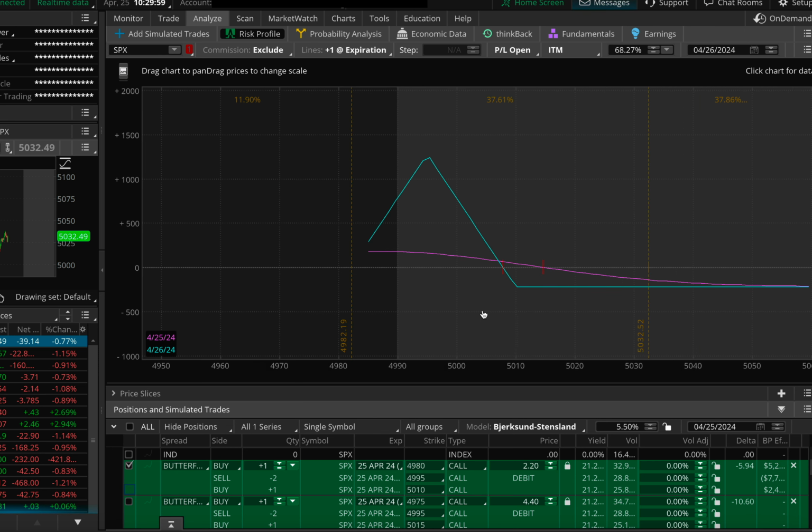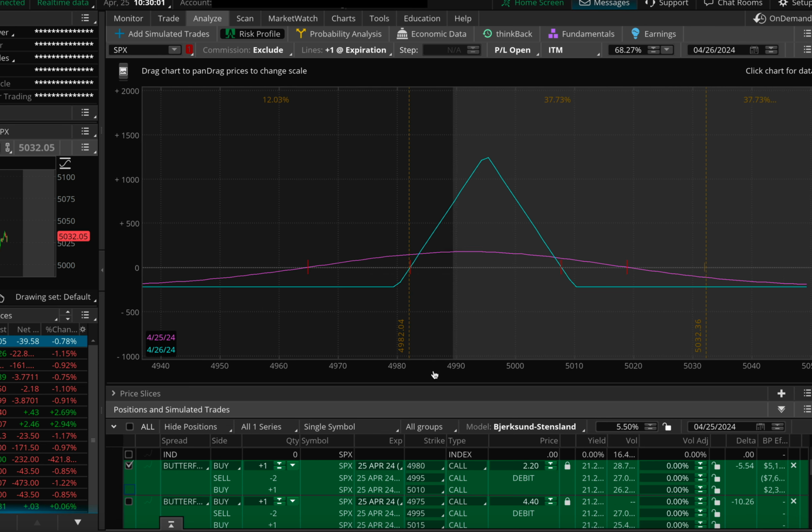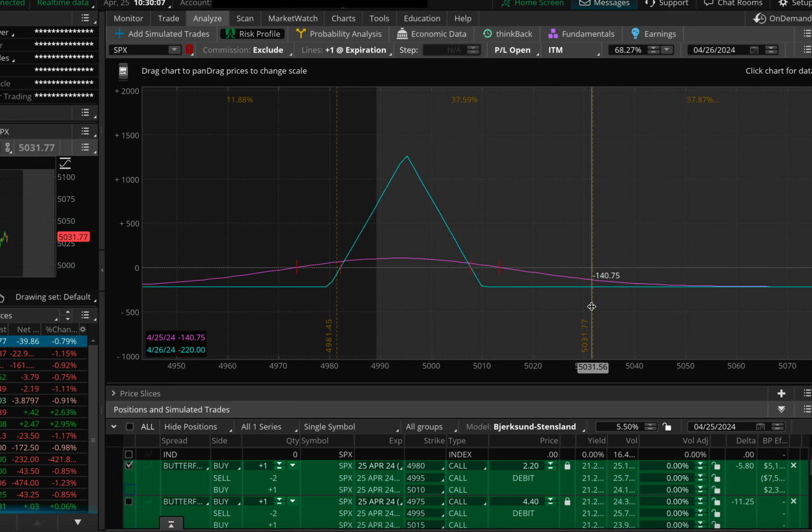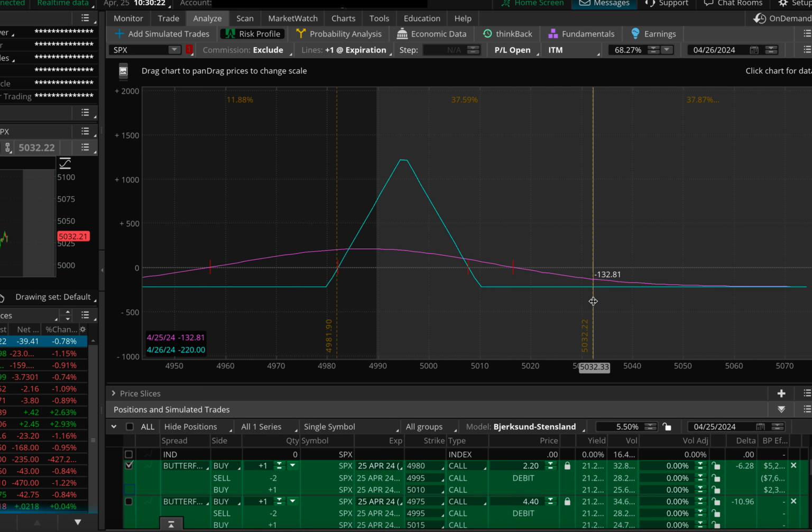This is the 15-pointer, or 15-point wing. So you can see that we're outside the butterfly. We're down here, showing currently a, say, like a $130 loss. Total possible risk on this is $220. So we're way outside the tent, and we're at a current, like I say, $130 loss on that one.